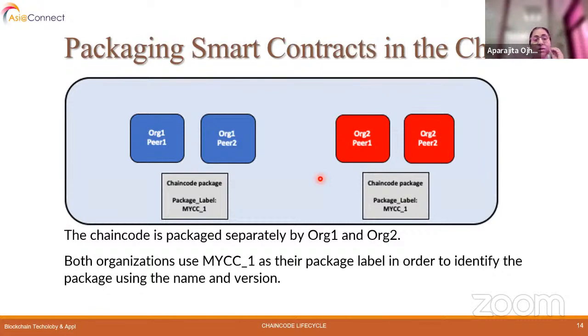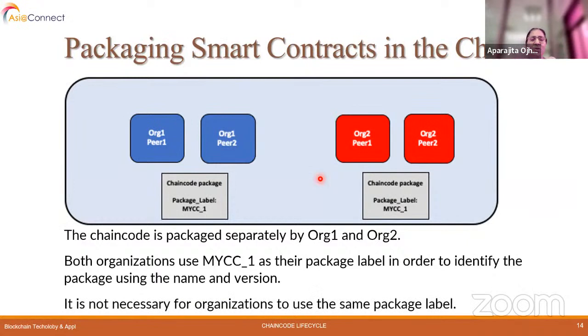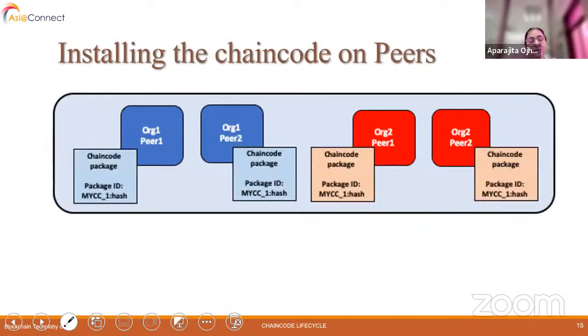So both organizations use their package label, the same label, to identify the package using the name and version. By convention, you can have your own name as well. It is not necessary for organizations to use the same package label, but just to keep in sync with the other organization, by convention, we use the same name, the same package label. All the organizations use the same package label.